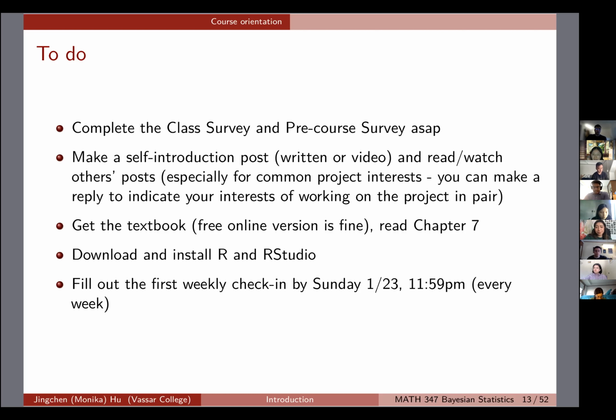The textbook, like I said, is freely online, so feel free to use that instead of buying a hard copy, and start reading chapter 7, which will be the Bayesian inference for a proportion. That's the first topic that we're going to start, I think, next week. Also, make sure that you download and install R and RStudio, and we will also implement a weekly check-in for participation. That will just help me make sure that everybody is on track, and also answer any unanswered questions from the previous week. So that, I think, is the orientation part.